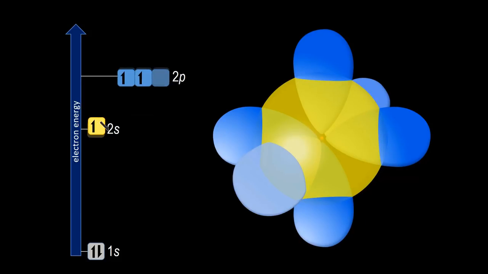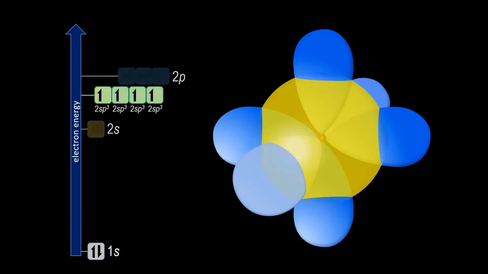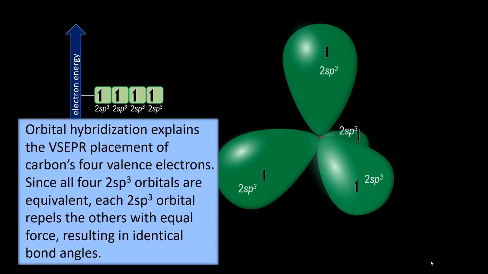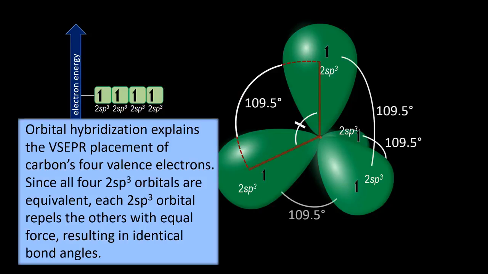However, when hybridization occurs, the s and p orbitals cease to exist, and the 2sp3 orbitals have an entirely different shape. We can see that orbital hybridization explains the VSEPR placement of carbon's 4 valence electrons. Since all 4 2sp3 orbitals are equivalent, each 2sp3 orbital repels the others with equal force, resulting in identical bond angles.